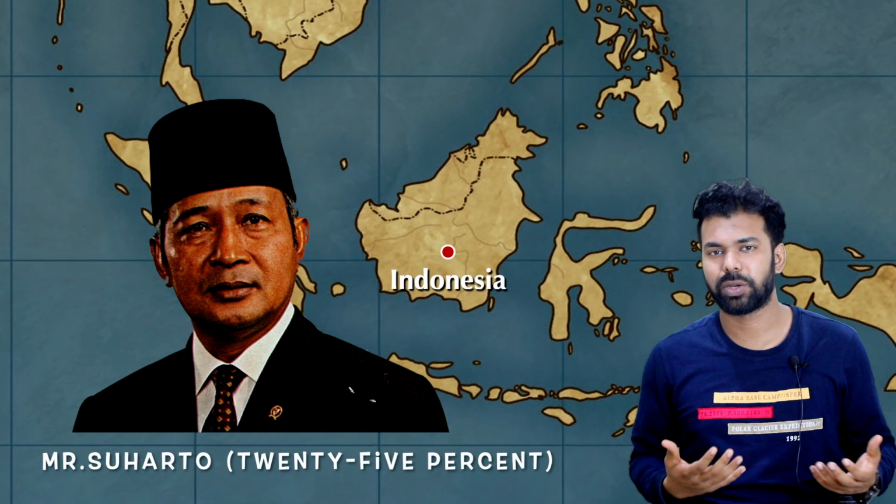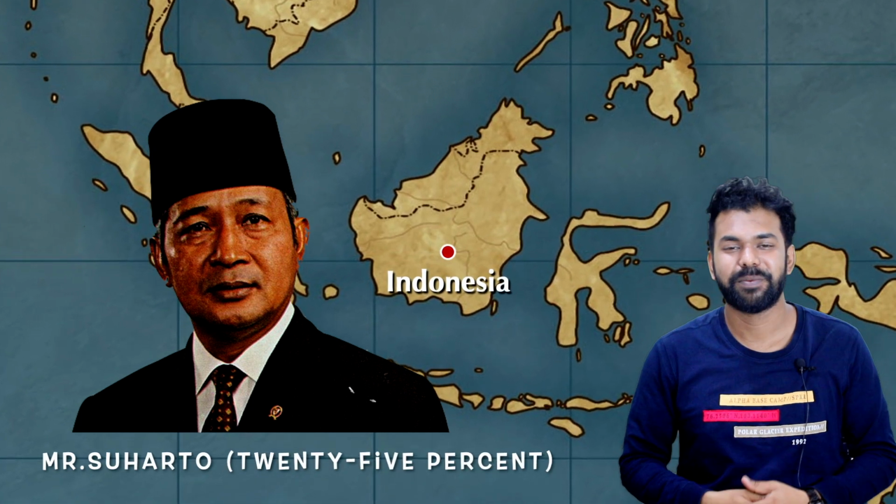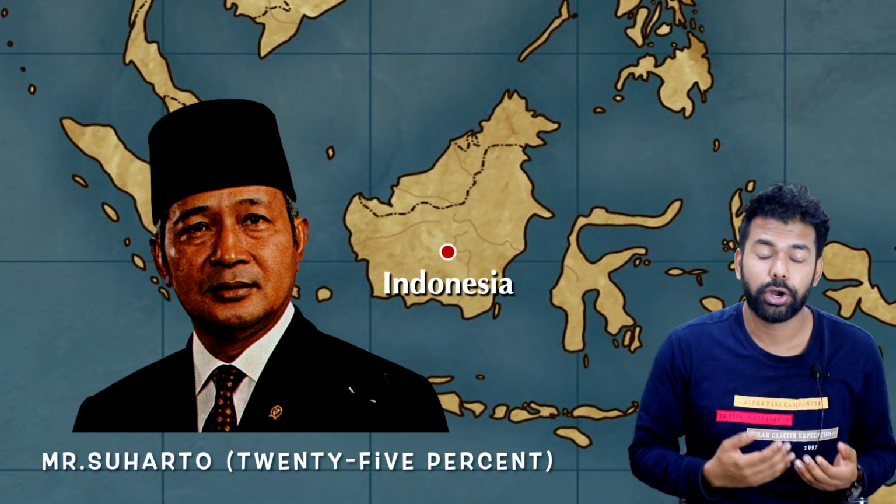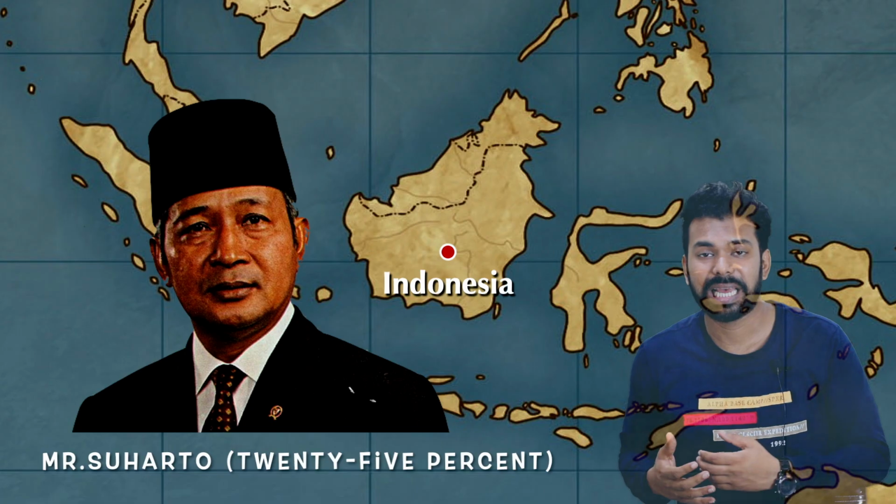In Indonesia, there was a president whose name was Suharto. He is famously known as Mr. 25% because for all the major contracts in his country, he used to take a 25% kickback illegally.